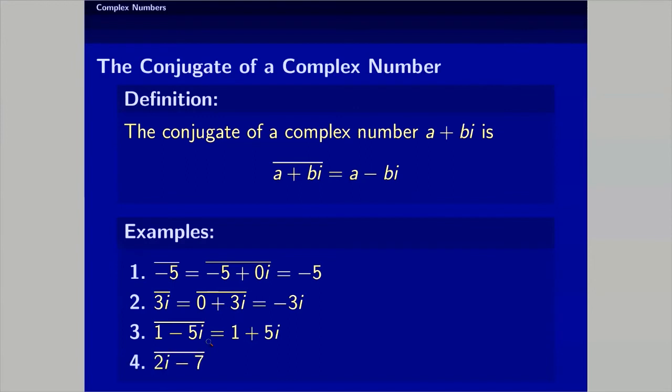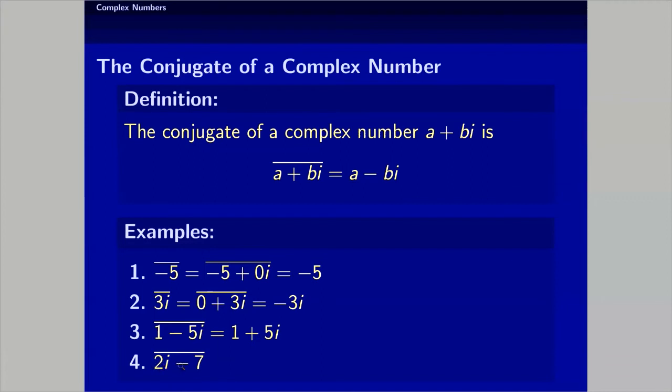Let's have this last example. Here, many students make mistakes. They think the conjugate of this is 2i plus 7. But it's not like that. What's our rule for the conjugate? You change the sign of the imaginary part. Where is the imaginary part here? It's 2, so it's positive 2. So this is what you change the sign of.